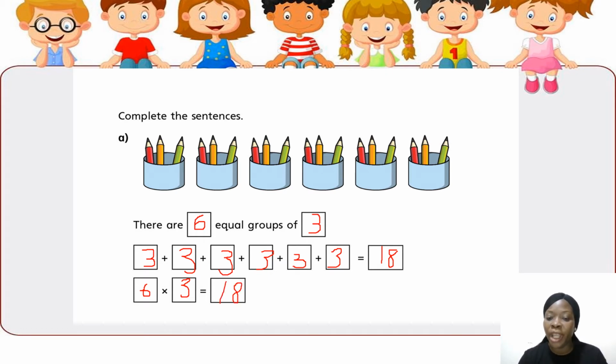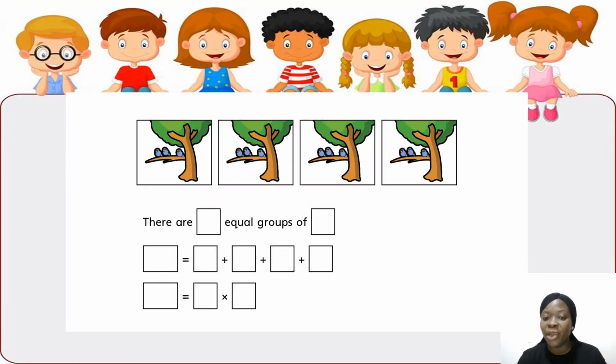Well done. I hope you were able to understand this. Let's proceed to the next example. Now, from the first example, I believe and I bet you should be able to know how to do this now. There are how many equal groups of what? I can see how many threes here. There are 4 equal groups. Let's count together. 1, 2, 3, 4. 4 groups of trees.